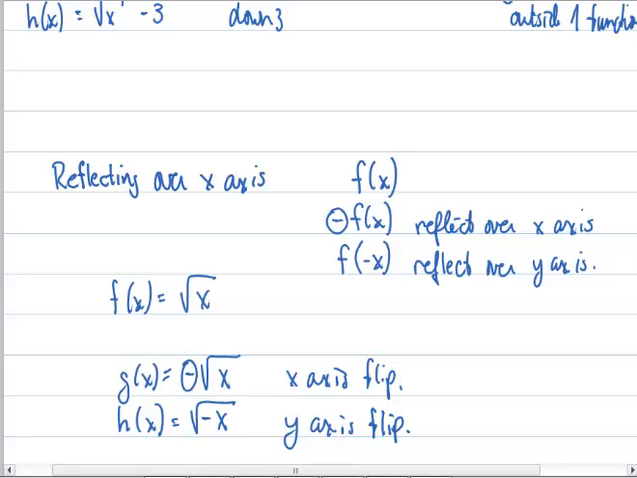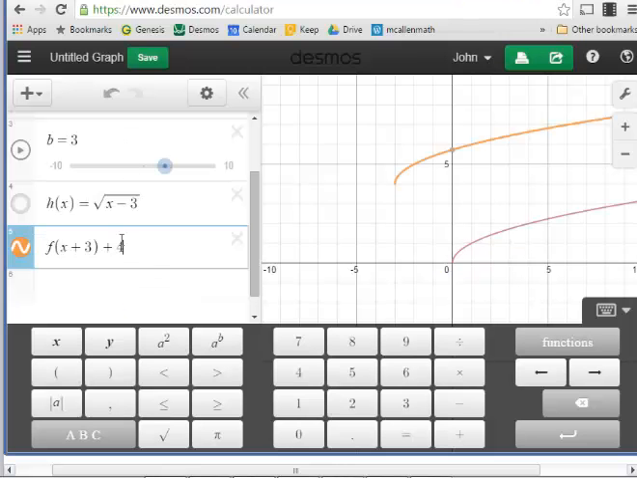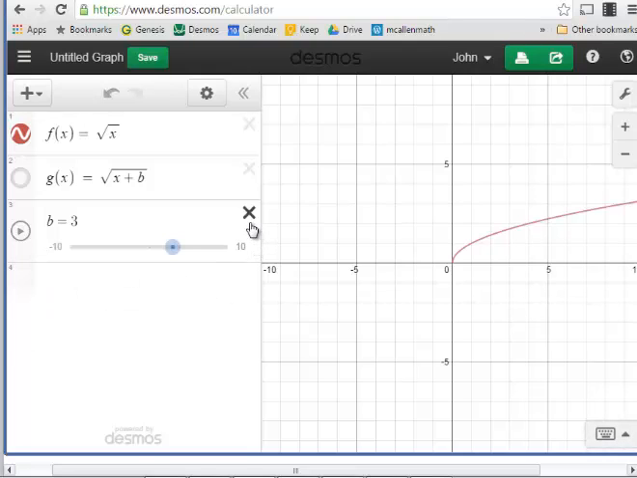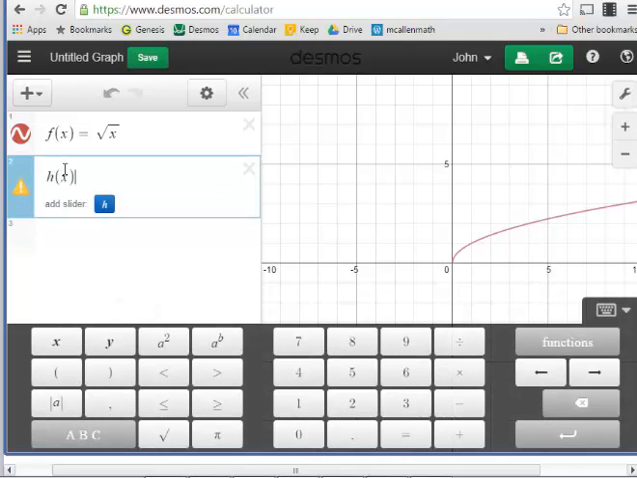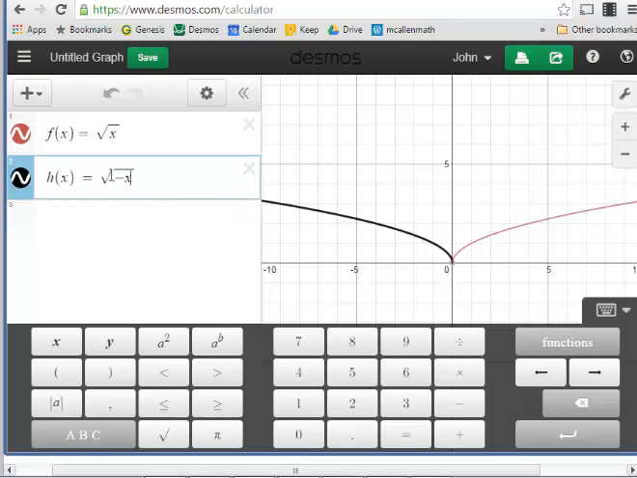So using Desmos, we can show this using function notation or by operating on the function itself. So let me just get Desmos back up on the screen. And I'm just going to erase these functions so we don't have to worry about the translations anymore. So there's f of x. If I say h of x is equal to the square root of negative x, as you can see there, it reflected the function over the y-axis.